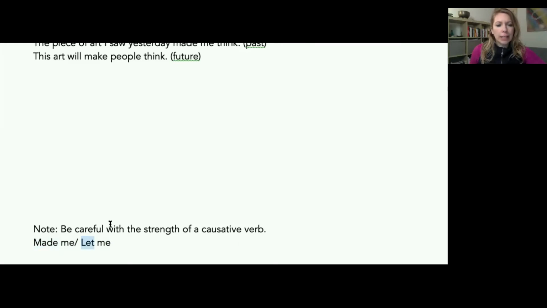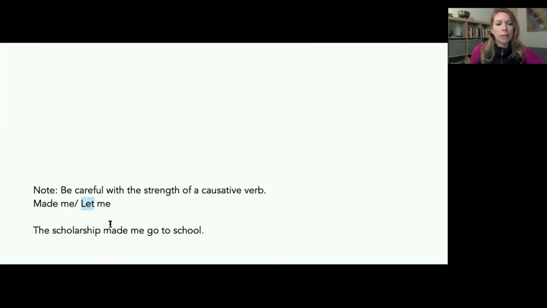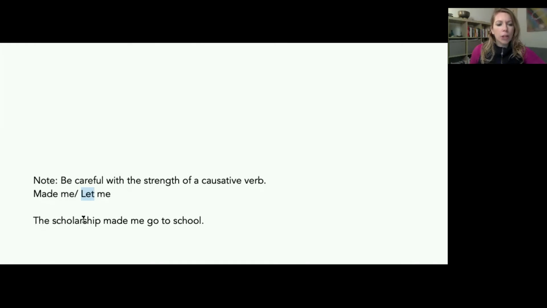So a common mistake that I see with students is they'll write something like this. The scholarship made me go to school. Well, this is incorrect. This is the wrong choice of a causative verb because the scholarship can't make you do anything. It's not like the scholarship is standing there like, you must go to school right now. Otherwise, you are gonna stay in your room for the rest of your life, you know? That's not what the scholarship does. It doesn't make you go to school. It allows you to go to school, right?